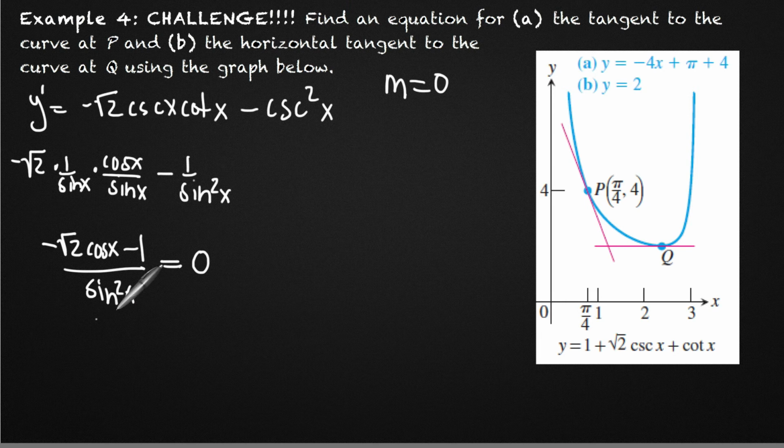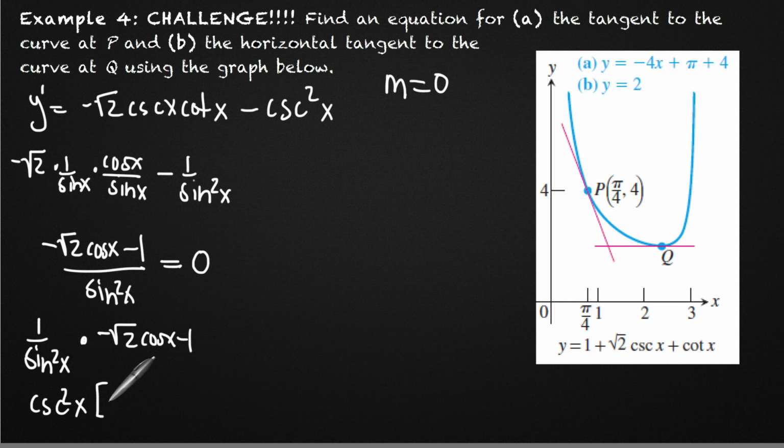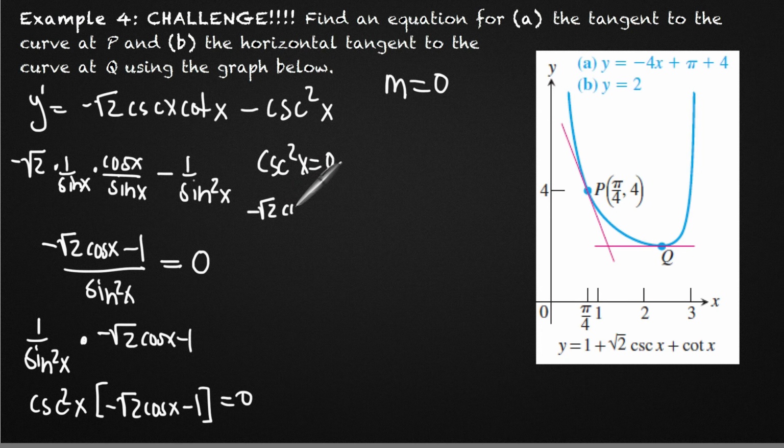So I'm going to rewrite this a little bit more, and let's see if this step makes sense to you. I'm going to rewrite this as 1 over sine squared times -√2 cosine of x minus 1. I'm going to do that because now I'm going to call that cosecant squared. All of this is just a little bit of algebra. All right, cosecant squared times this. Set this equal to 0, and we have two possible solutions. The first is cosecant squared equals 0, and the second is -√2 cosine of x minus 1 equals 0.